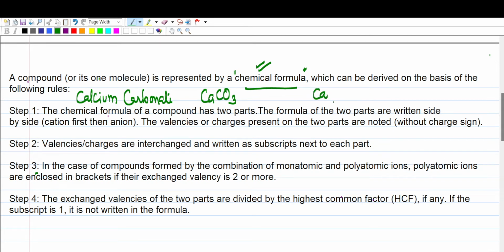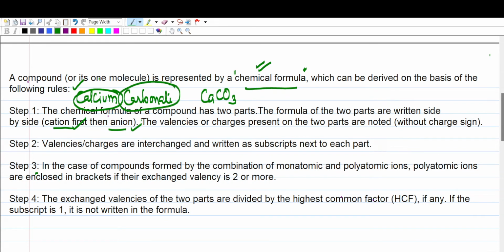Now you need to understand why I have written CaCO3, and why I have not put values like X, Y, Z here. So let's take it up in detail. Step 1 says for writing a chemical formula, we need to write first the cation, then the anion. In the formula for calcium carbonate, the first part, calcium, is the cation part and the second part, carbonate, is the anion part.